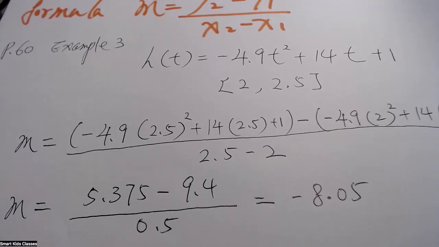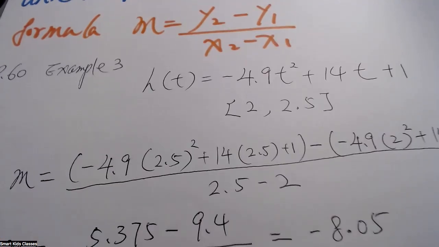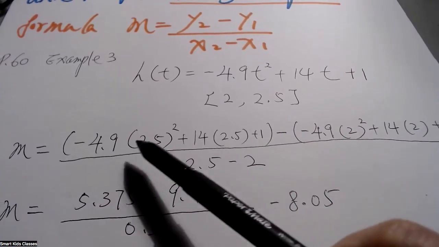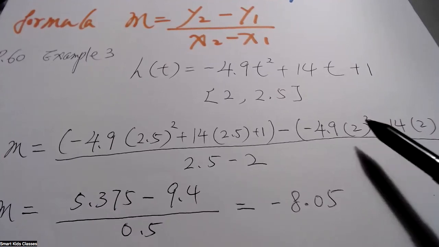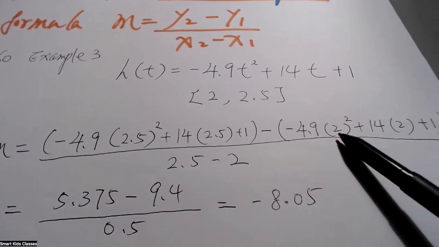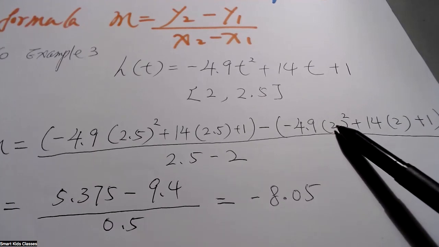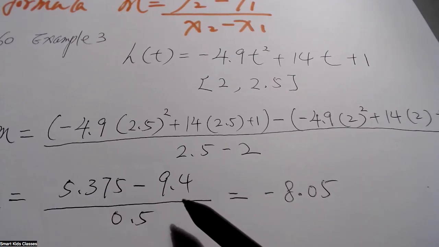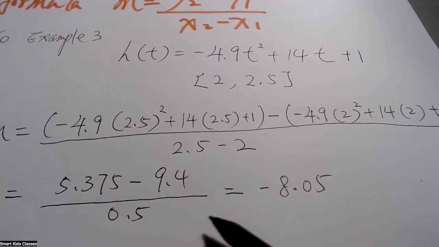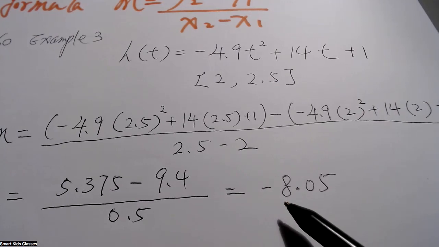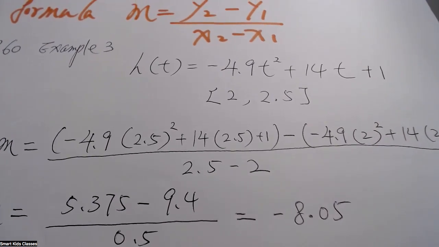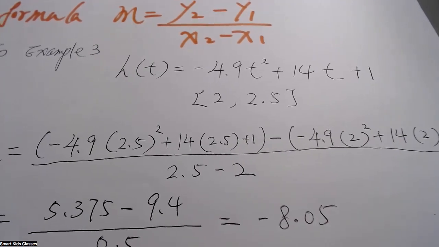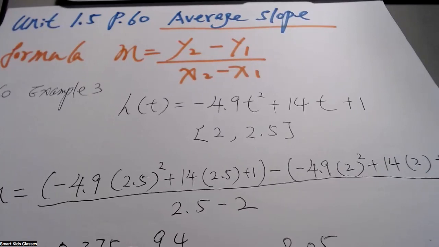So you can see the calculation is only 2 steps. Substitute t equal 2 and t equal 2.5 into the equation for y1 and y2. Use your calculator, subtract, and divide by 0.5. You get the slope negative 8.05, the average slope for this function. Now that's unit 1.5.